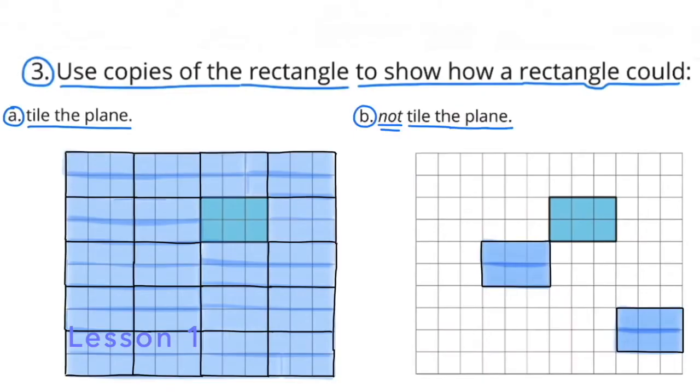And B. Not tile the plane. So when you don't tile the plane, you leave gaps and you leave spaces. This is just one example. You can leave your gaps and spaces wherever you like.